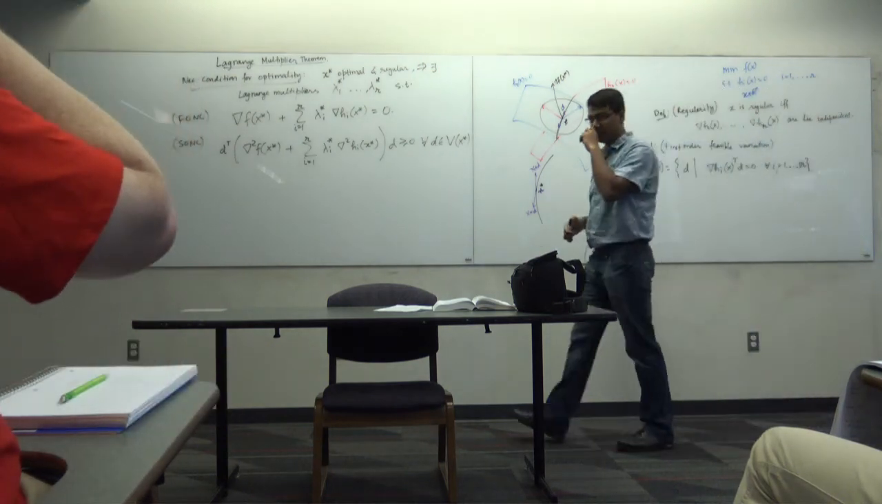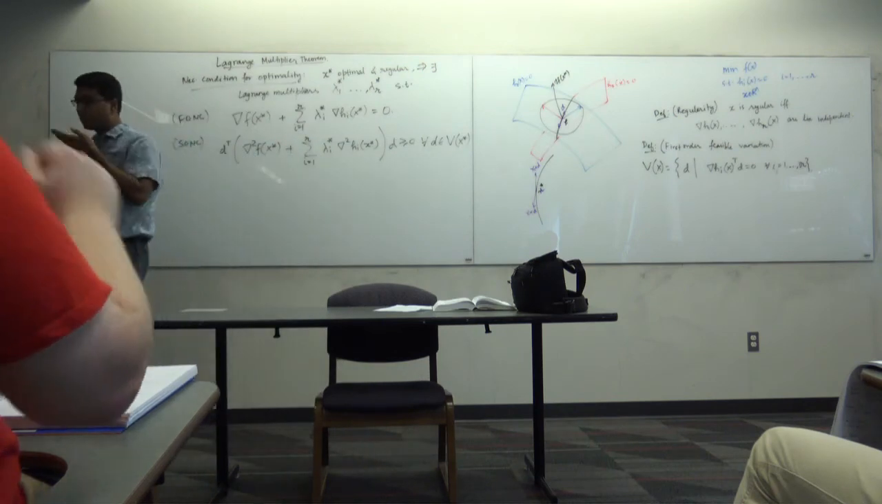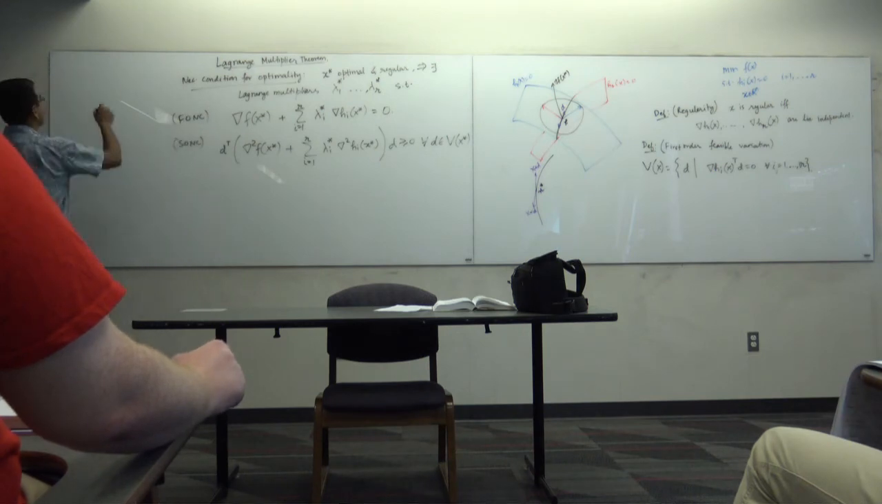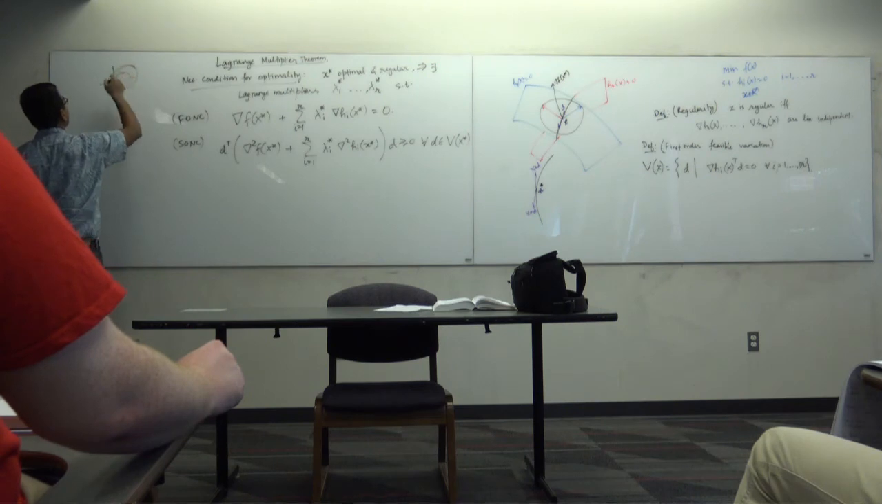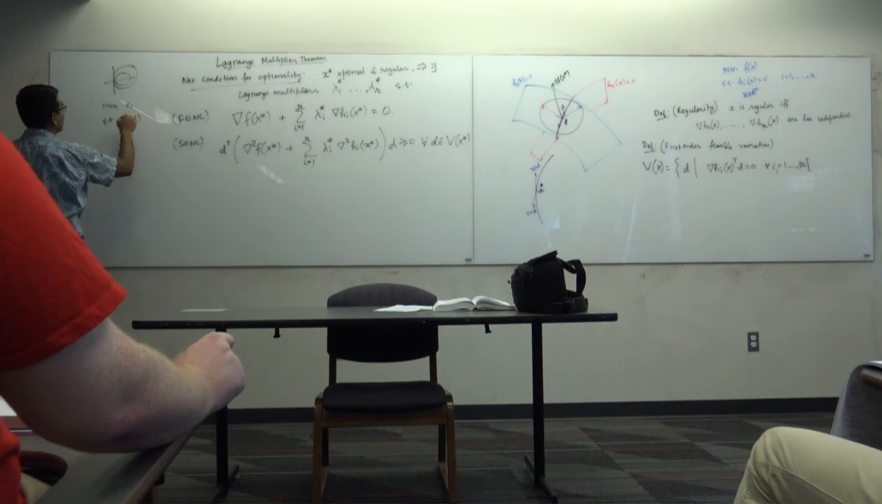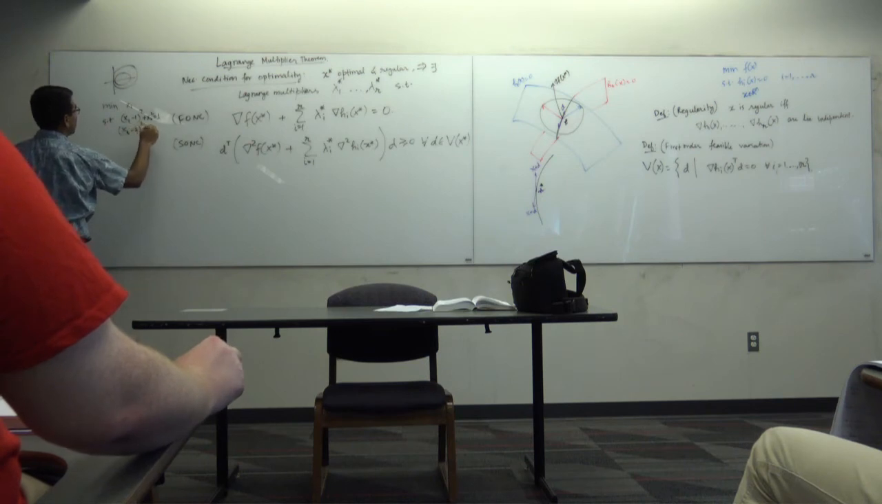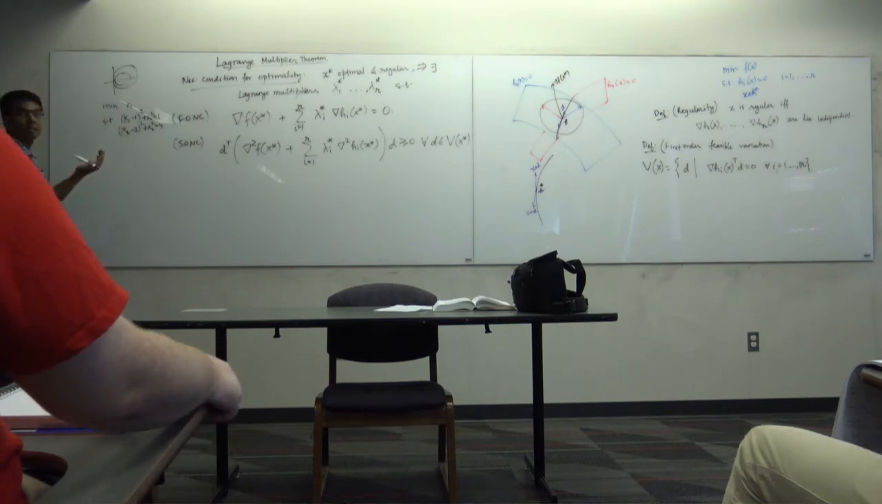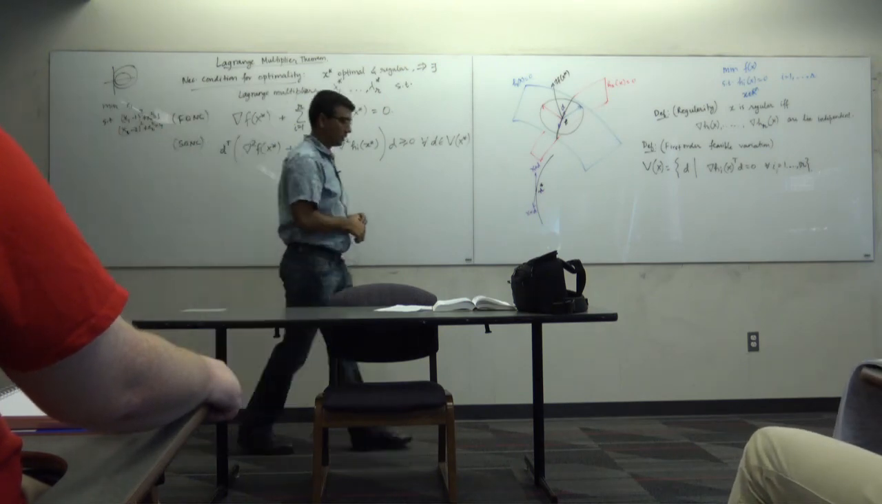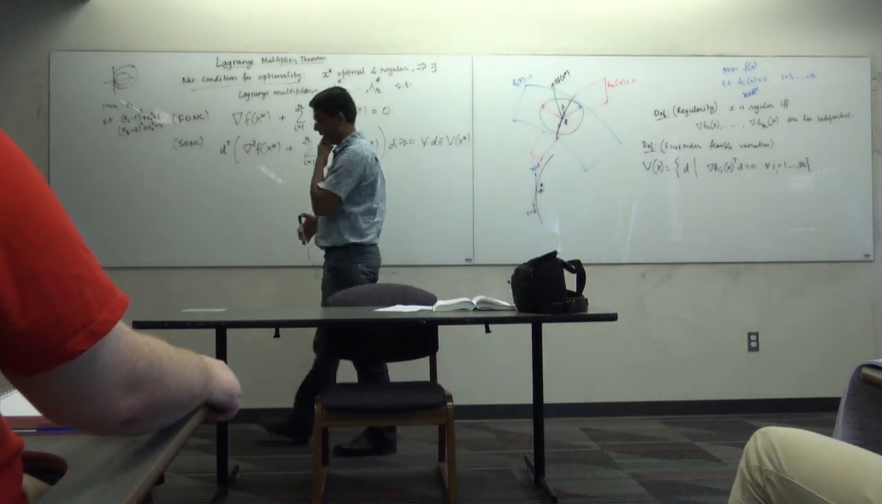Can I have an optimal point that isn't regular? I mean, you can construct examples like that. Let me construct this example. I want to minimize x1 such that (x1 minus 1) squared plus x2 squared is equal to 1 and (x1 minus 2) squared plus x2 squared equals 4. So we know that this is not a regular point, but the minimum is just one point in the set, so obviously that's the minimum no matter what the objective function is. So I can't say anything about it. It's just that you can't say anything about it.